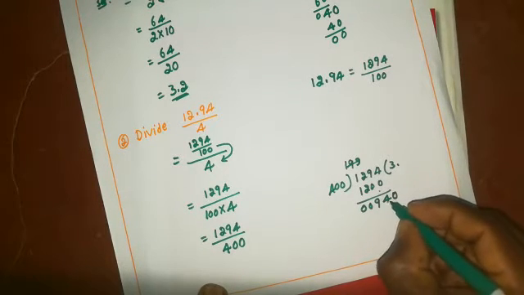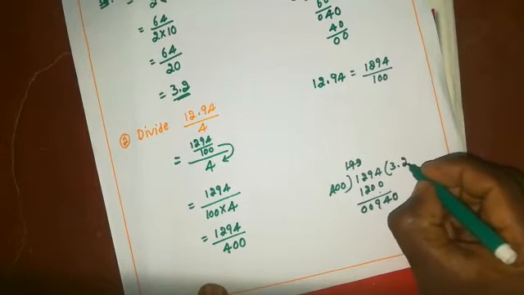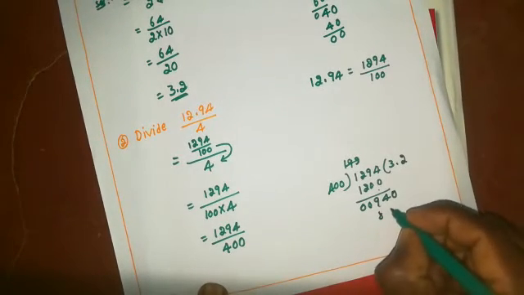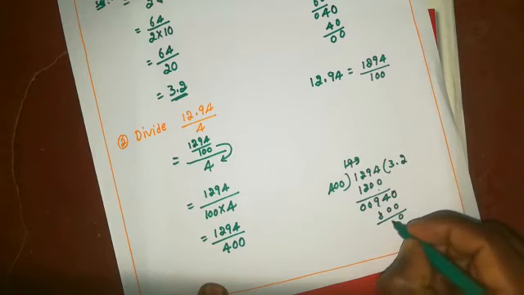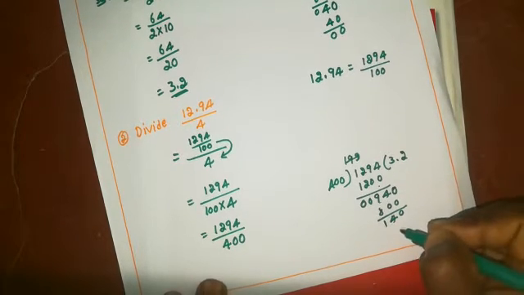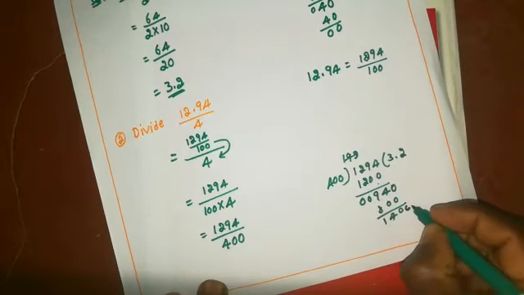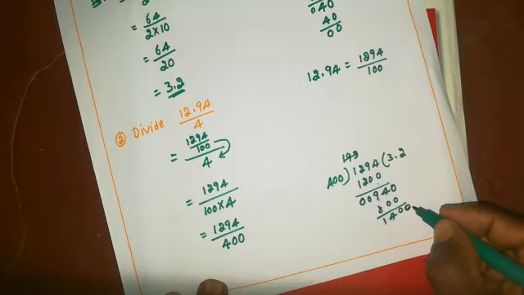Now, 940. 400 divides 940 how many times? 2 times. 400 2s are 800. We get 140 as the remainder. 140 is less than 400, so we put another 0. Now it becomes 1400.